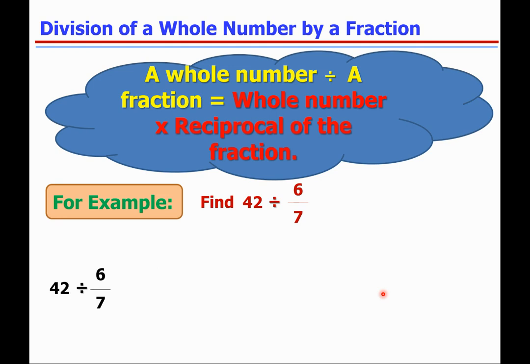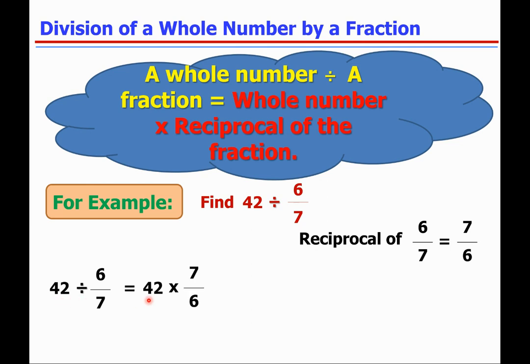Let's understand with the example 42 divided by 6 by 7. First, we'll find the reciprocal of 6 by 7, which is the divisor. The reciprocal of 6 by 7 is 7 by 6. So next step will be 42 multiplied by 7 by 6, equals 42 into 7 upon 6. So 6 ones are 6 and 6 sevens are 42. Hence the answer is 49.